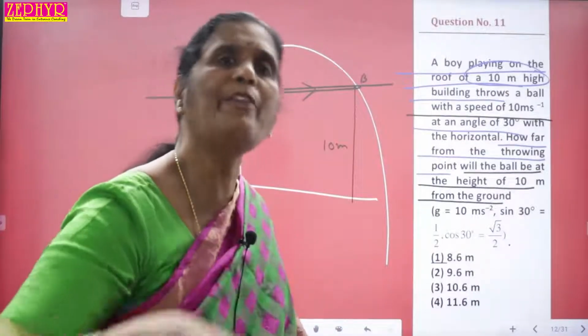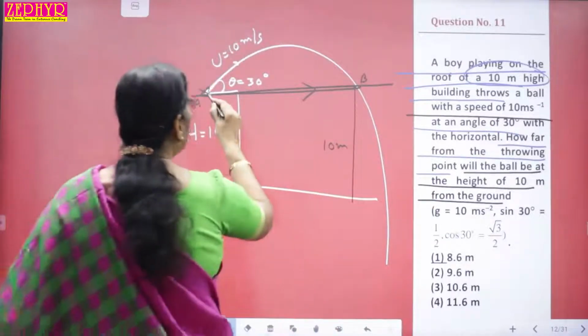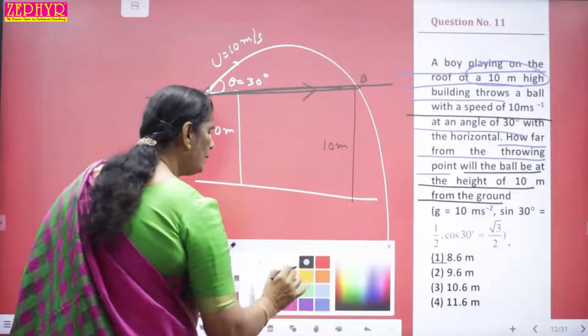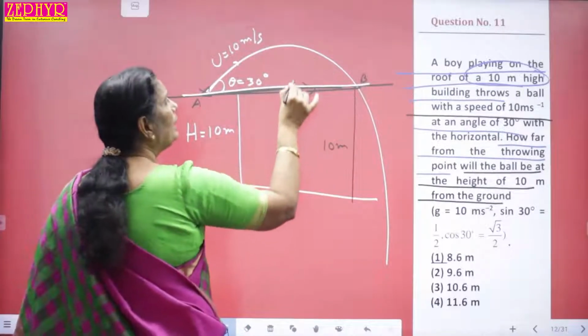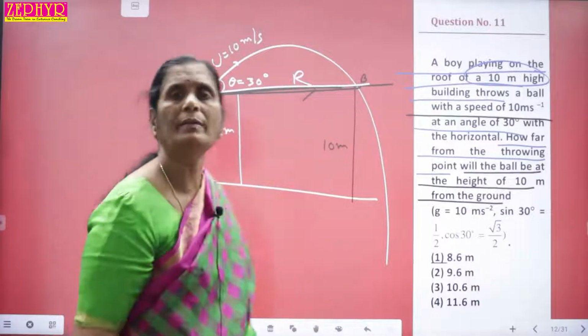After some time again it will be at a distance of 10 meters. That means this distance is what is being asked. Looking at this distance, what is that? If we look at only this upper portion, what will it be? It will be the range, the usual range.